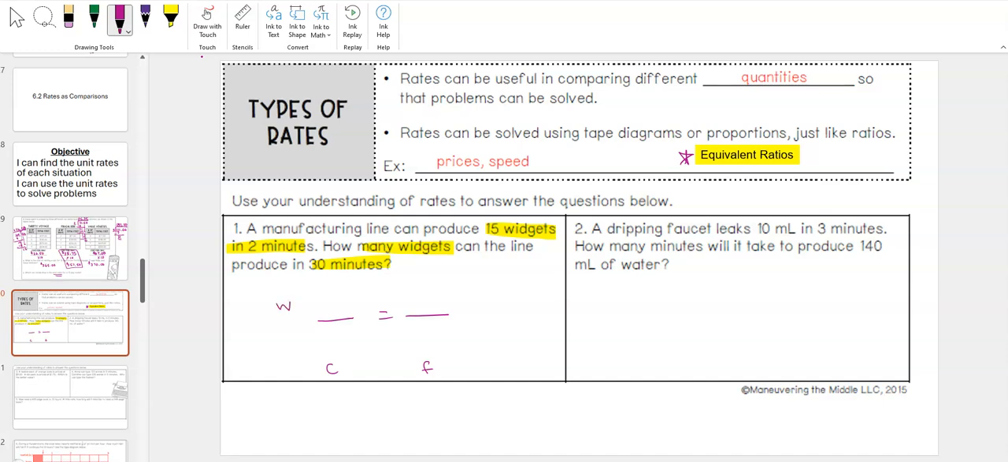I am comparing widgets to minutes. I know currently we can make 15 widgets in 2 minutes, but how many widgets can I make in 30 minutes? So I'm going to use my equivalent ratios. I know that 2 times 15 is 30, so I need to do 15 times 15 to get my answer.